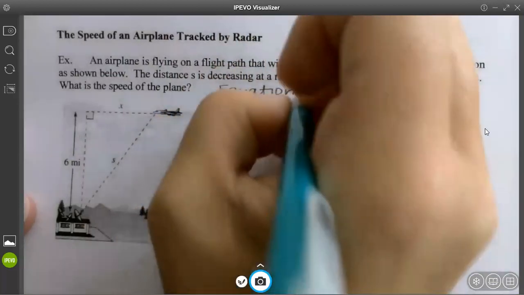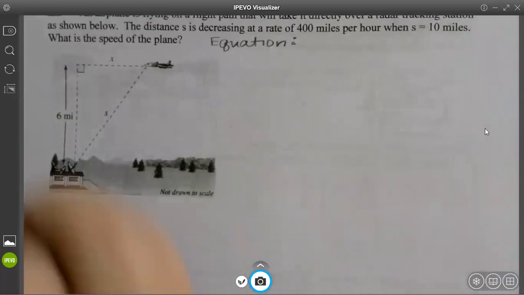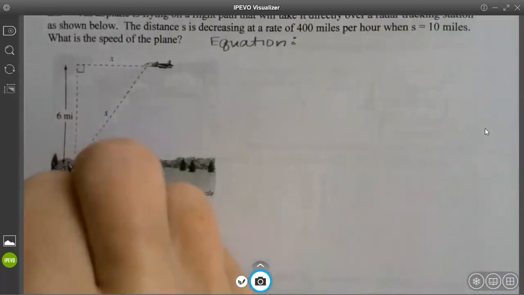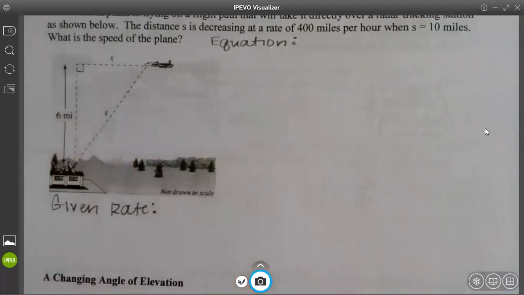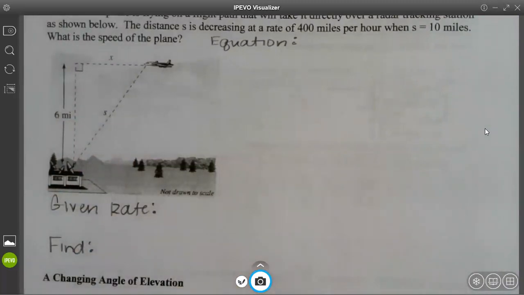So the first thing we're going to do is find our equation. Down here at the bottom, just to get it out of the way, I'm going to do our given rate and what we're supposed to find. I don't care which one you do first. This will help you start your problems, all of your problems.